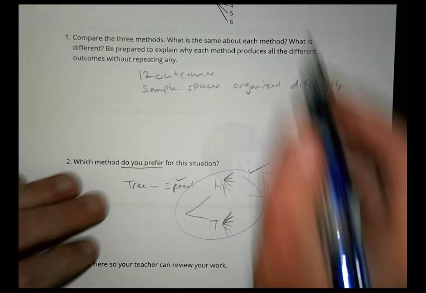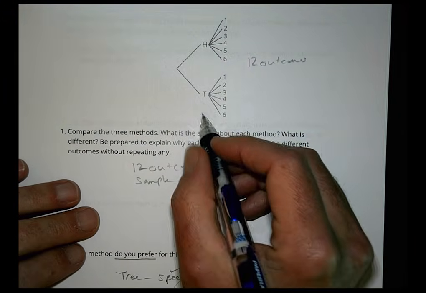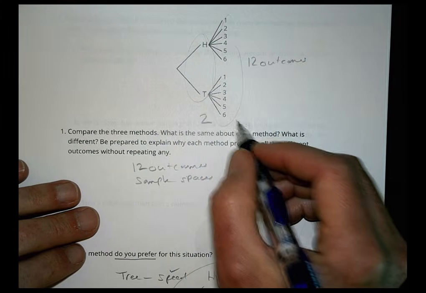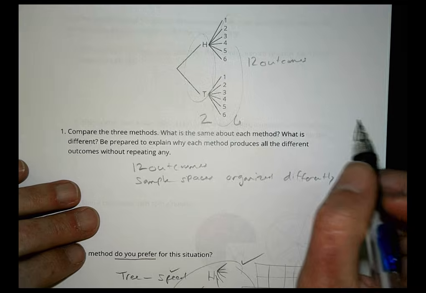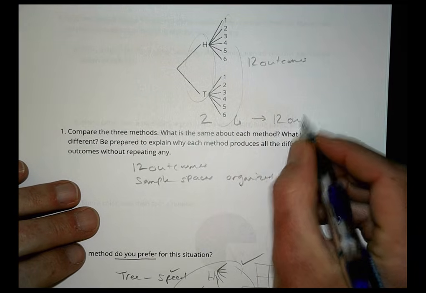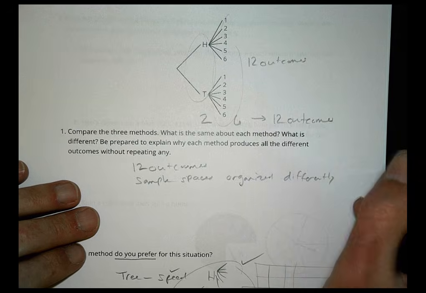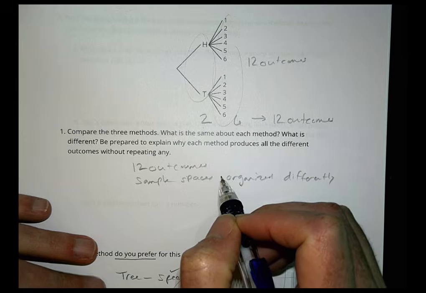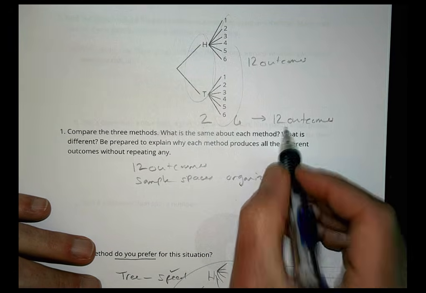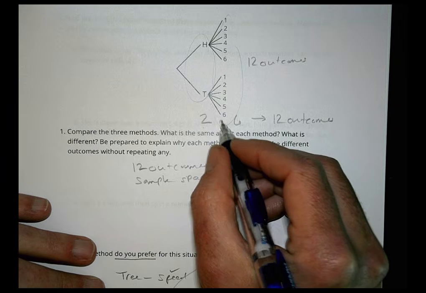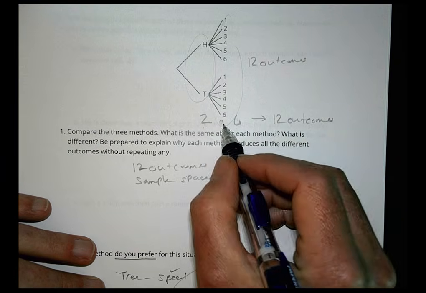Now notice again with our outcomes, just something to point out real quick before we move forward, is that I had 2 options for my coin, and then I had 6 options for my die, the number cube, for a total of 12 outcomes. Interesting to see I have 2 and 6 and I get 12. What could you do with 2 and 6 to get to 12? Well, hopefully you're saying you could multiply those. 2 times 6 is 12.